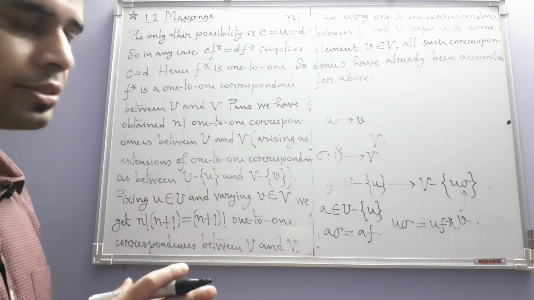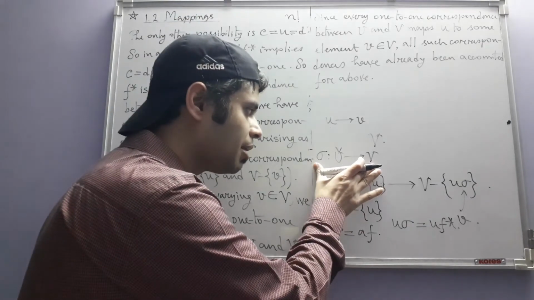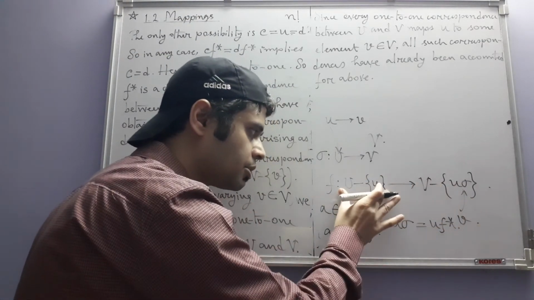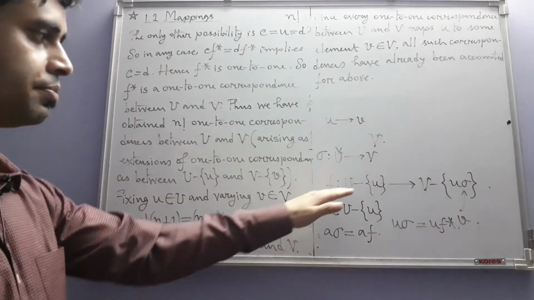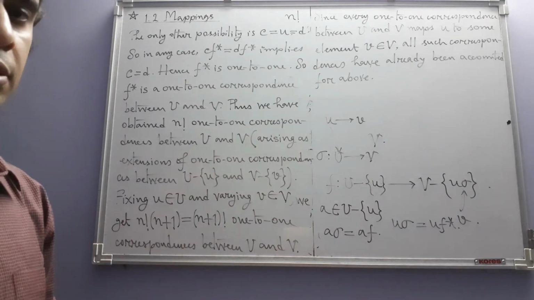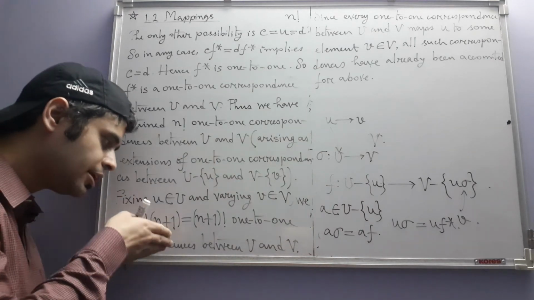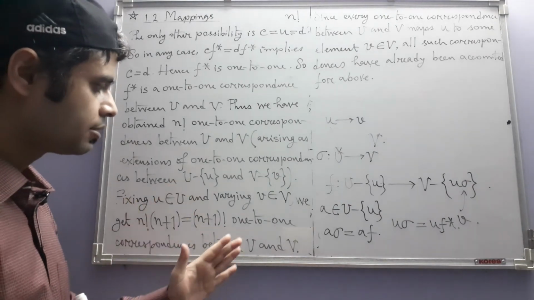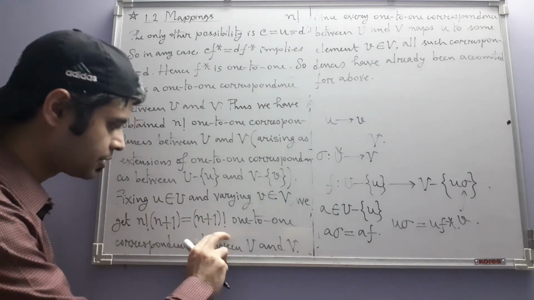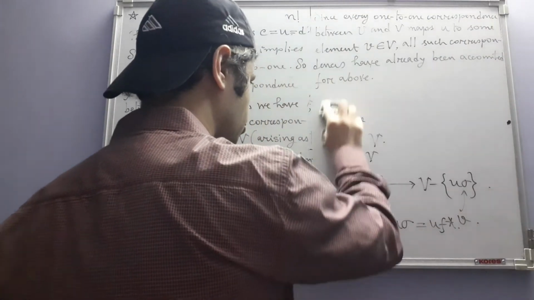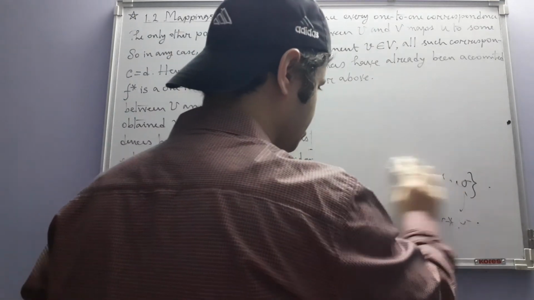Do you realize what I am saying? Sigma will arise from some such one-to-one correspondence between these two sets as an extension of such a function. So sigma has already been accounted for here. So this tells us that whatever functions we have counted, they are the only functions. I hope I was able to get my message across.